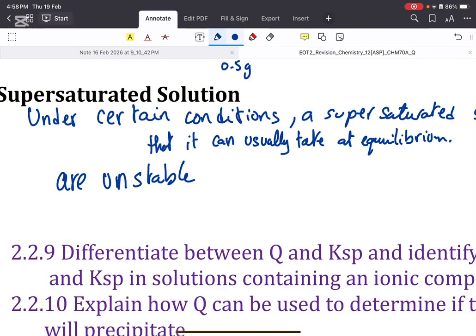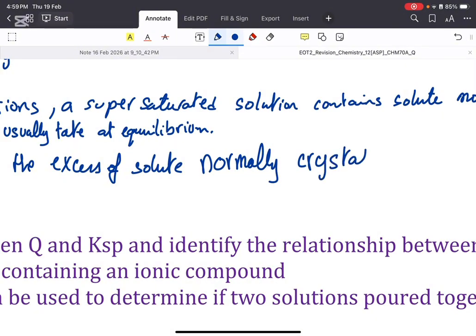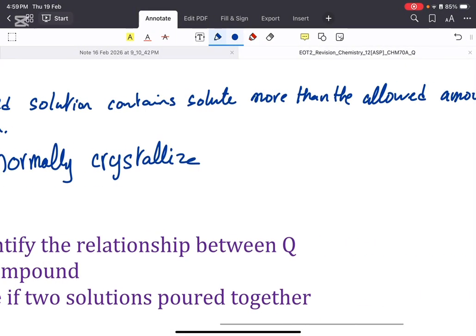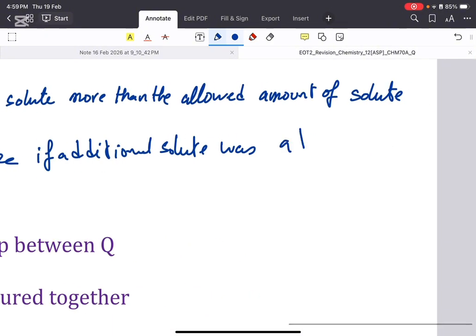So the supersaturated solutions are unstable, and the excess of solute normally crystallizes, it appears as crystals, if additional solute was added to the solution.